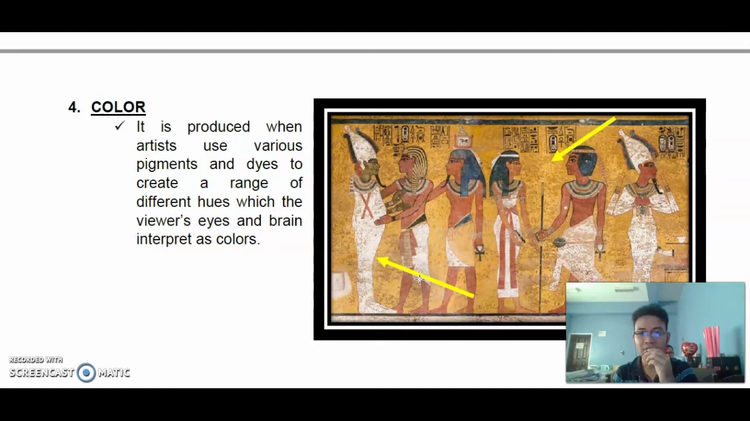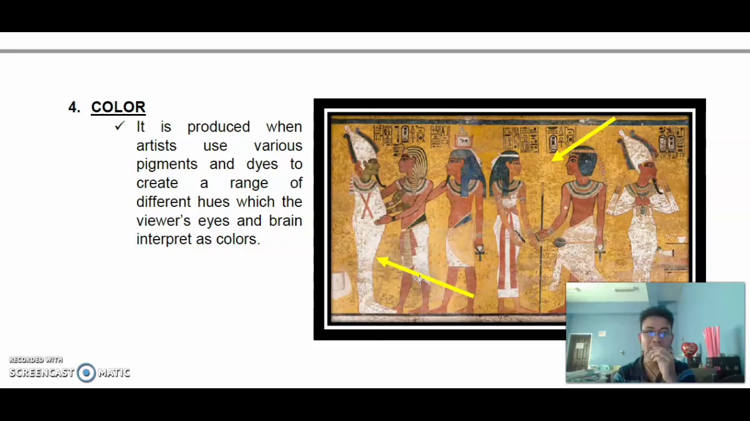If you have noticed, most of this is ancient painting or artwork from Egypt. You might have noticed that they don't use much variation of colors. They only use the basic colors that they have. So you can see there an orange color, a black, and white. It means these are the basic colors that can be found within their area. Color also will create a mood or an atmosphere of an artwork.